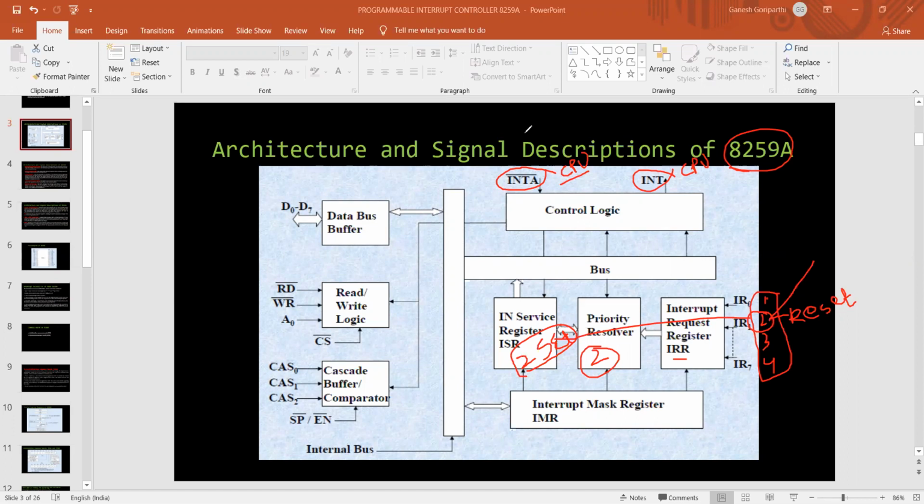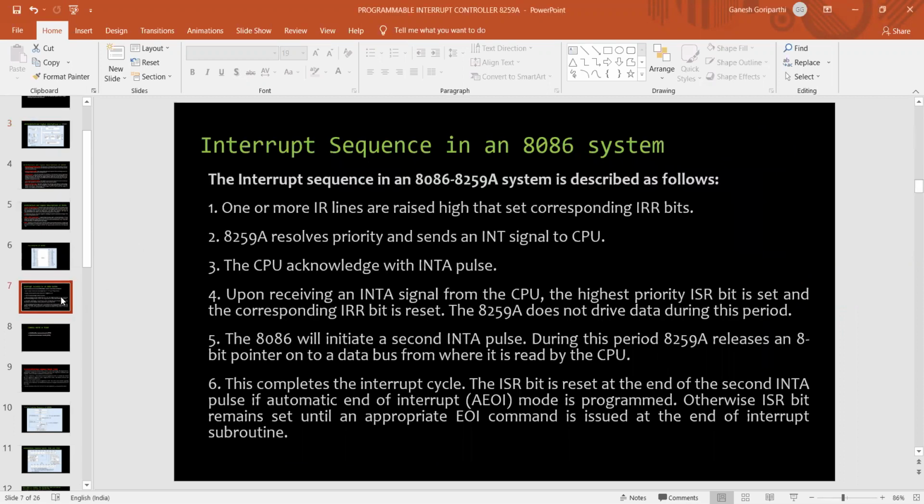Right. Let us go back to the interrupt sequence of 8086. Hope the point is clear to you. Next point is what does the 8086 do here? After doing that, the 8086 will initiate a second interrupt acknowledgement pulse.